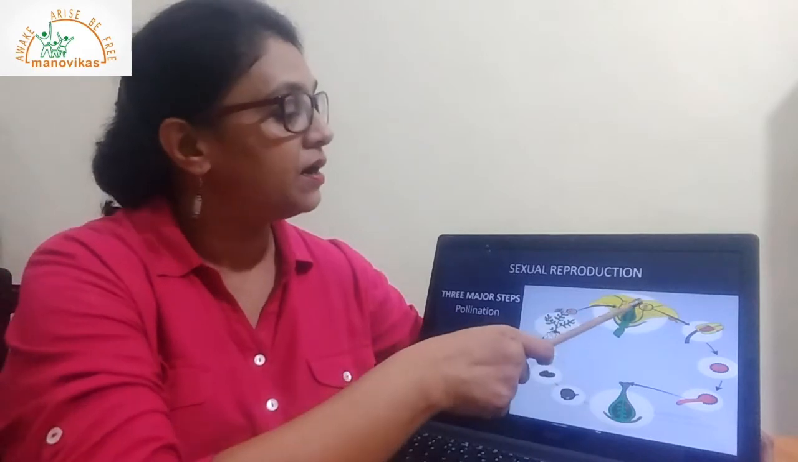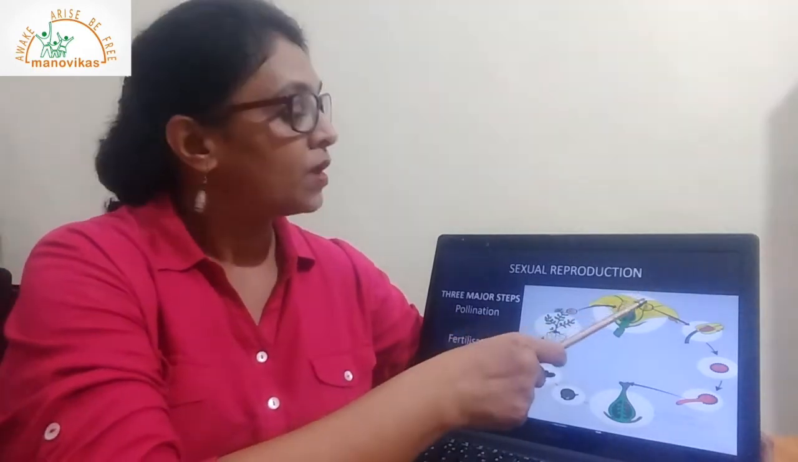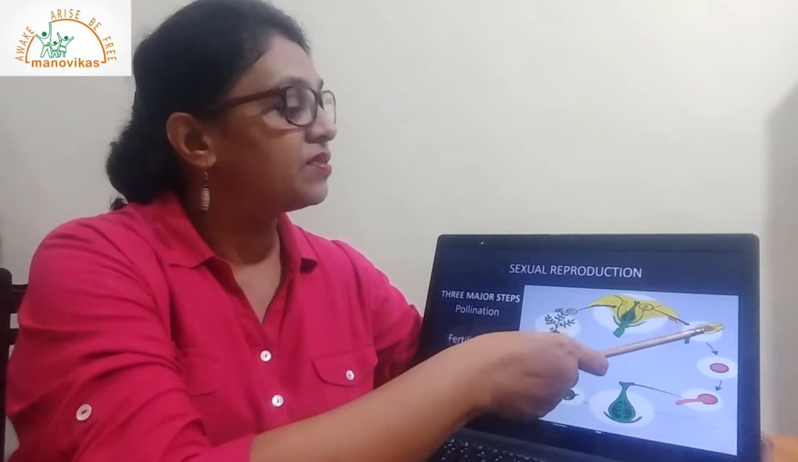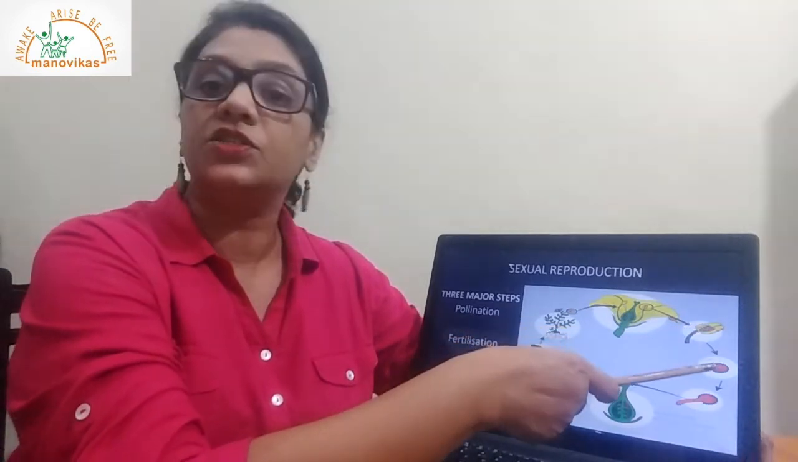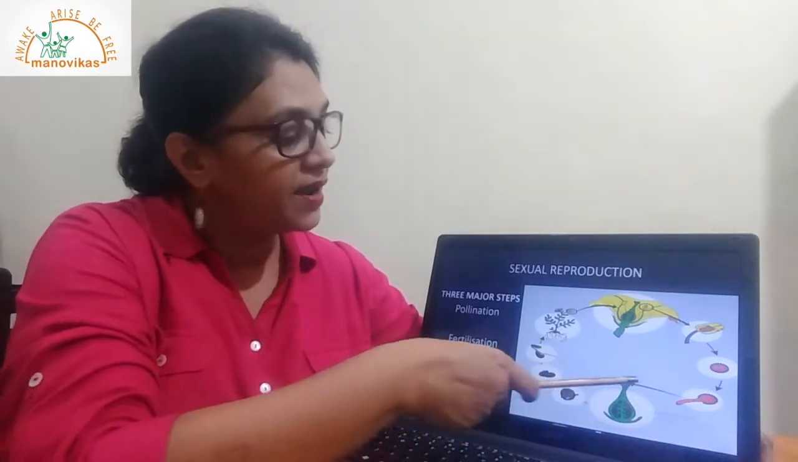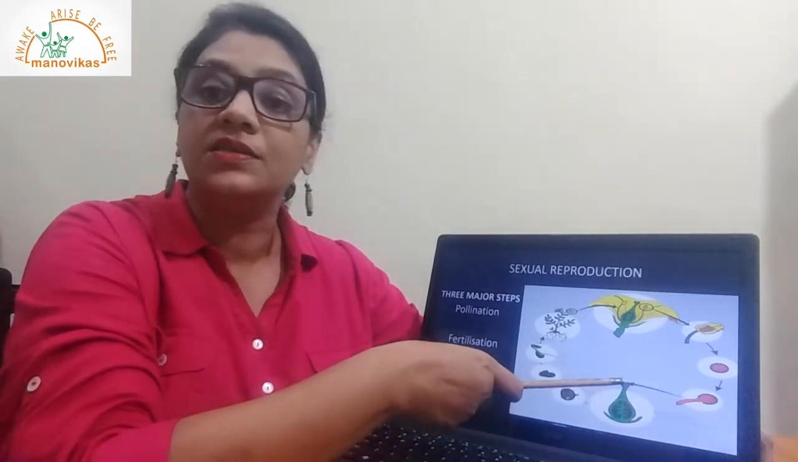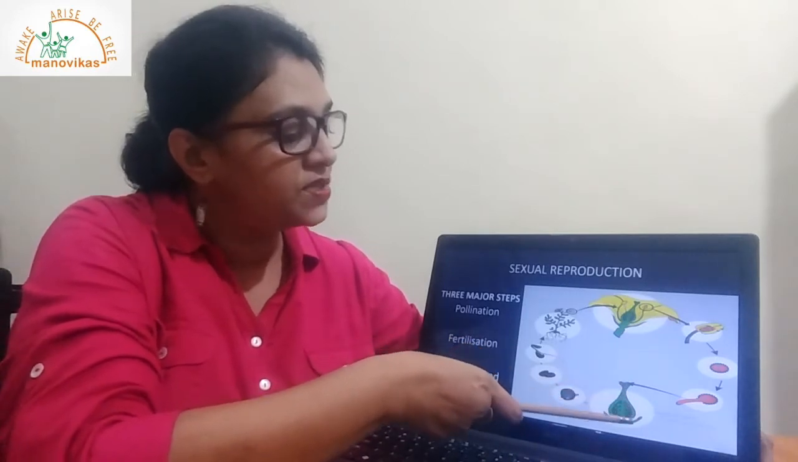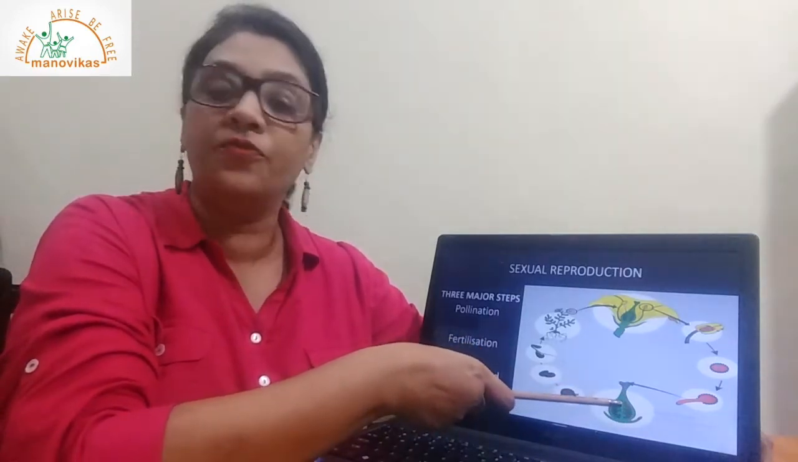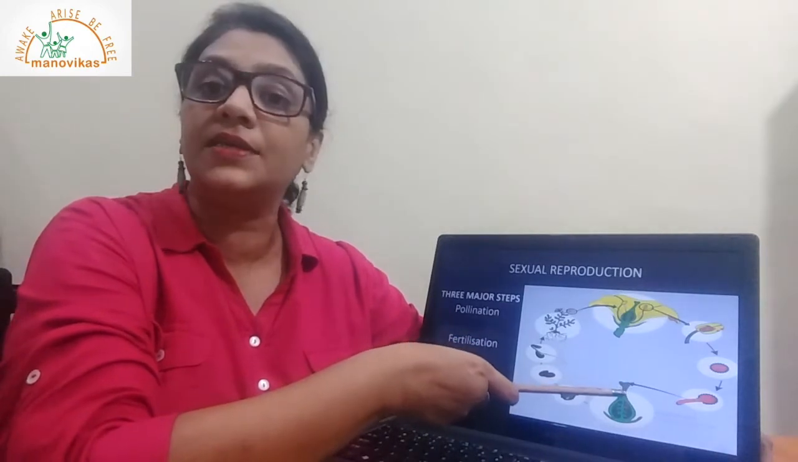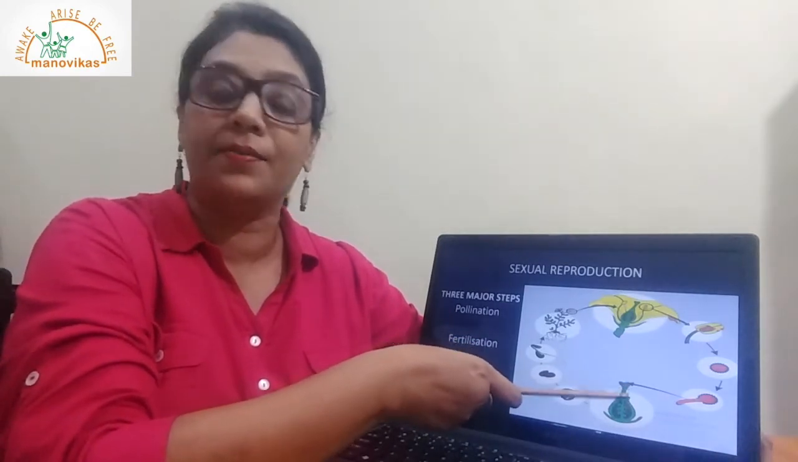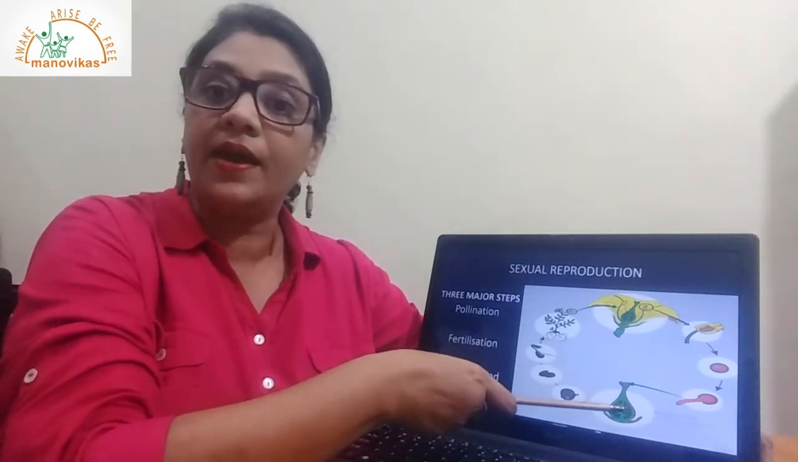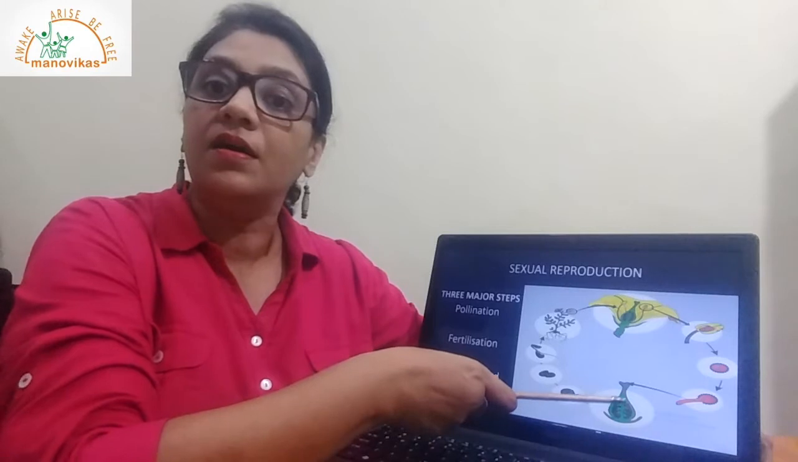Now take a look here. You can see this flower. You can see the stamens. The stamens have the anther. The anther contains pollen grains. The pollen grain lands on the stigma of the flower. It grows pollen tubes that enter the ovule. The pollen tubes contain the male gamete. It enters the ovule where the female gamete is present.